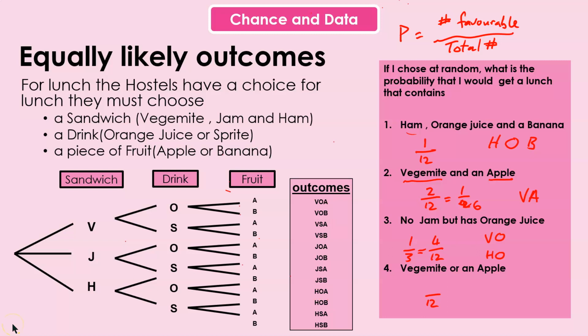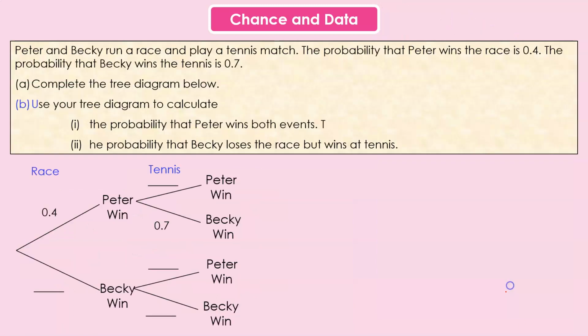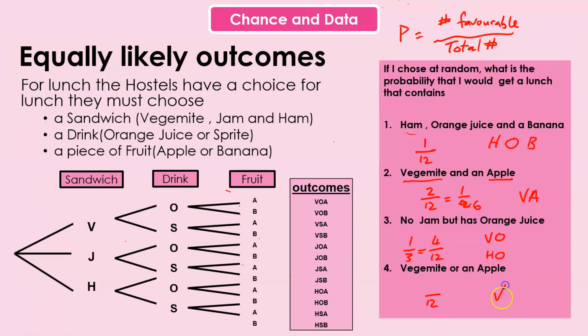And the last one is we're looking for Vegemite or an apple. So basically any one that contains a V or an A. Okay, so a V or an A, so we end up with VOA, VOB. So it doesn't matter that it doesn't have an A because it uses the word or. It would be different if we used the word and. So we've got V there, or an A. So this JOA doesn't have a V, but it does have an A.